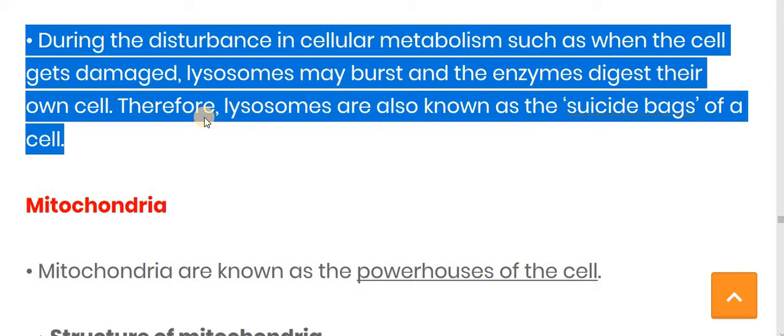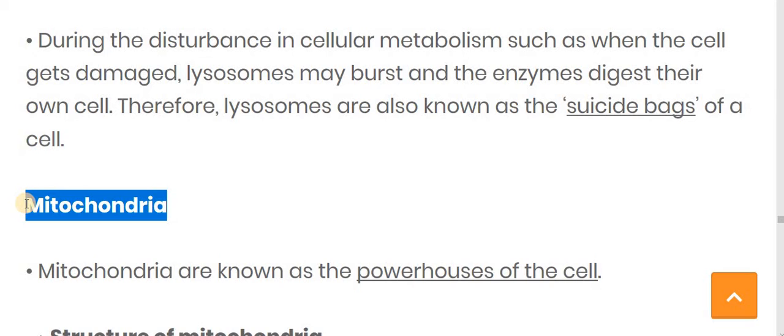If asked why the lysosome is known as the suicidal bag of the cell, the answer is: during a disturbance in cell metabolism activity, such as when the cell gets damaged, the lysosome may burst. Due to that, enzymes are released in the cell. This means the lysosome digests its own cell. That's why it is known as a suicidal bag.